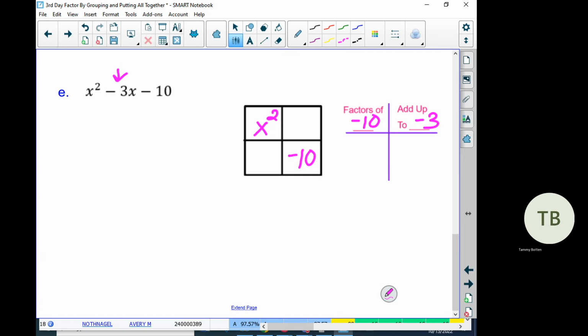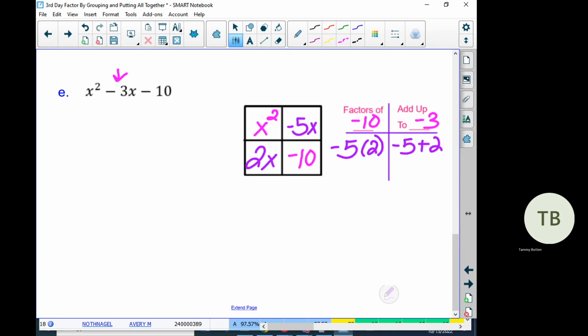And then you had to decide what are 2 numbers that you multiply to give you -10. So one's positive, one's negative. And when you add them, it gives you a -3. Yep, -5 and a +2. So -5 times 2 is -10. -5 plus 2 is -3. So in one of these boxes, I'm going to put a -5x. In the other one, I'm going to put a 2x.